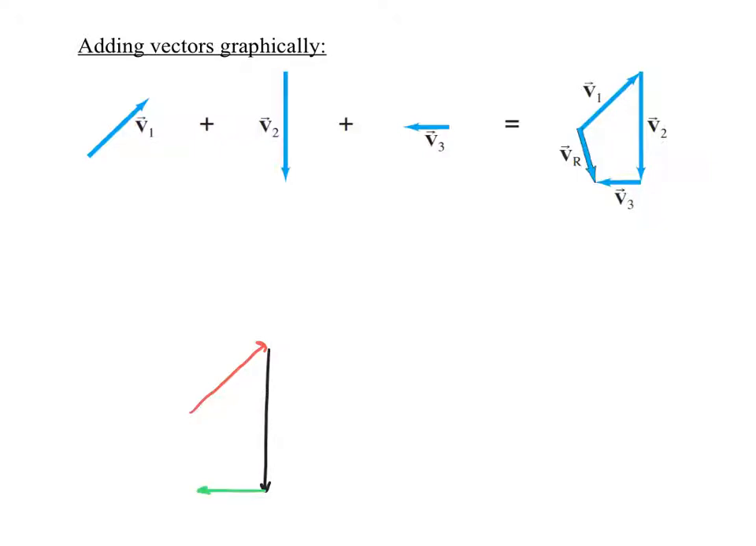Where did we start? Well, we started at the beginning of the red vector. Where did we end? At the end of the green vector. So my displacement, or what we're going to call resultant, VR, vector resultant. I use just capital R, you can see. But my resultant is from the beginning of the red line, I'm going to draw it in yellow here, to the end of the green line. That is my resultant vector.